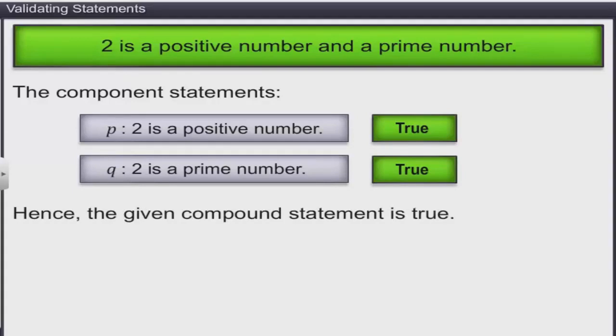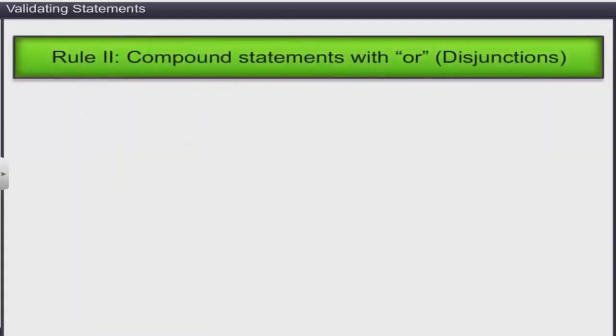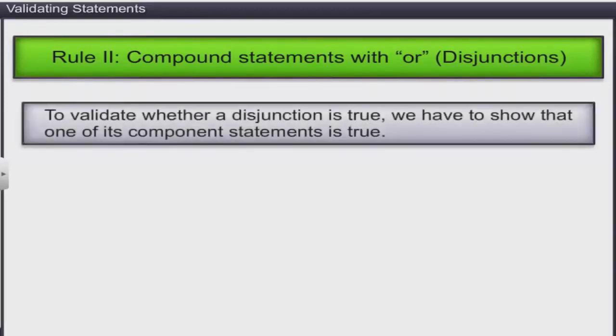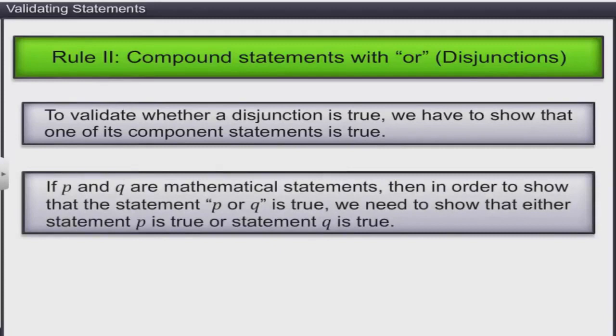Rule 2 is used to validate compound statements with the connective word OR. To validate whether a disjunction is true, we have to show that one of its component statements is true. If P and Q are mathematical statements, then in order to show that the statement P or Q is true, we need to show that either statement P is true or statement Q is true.